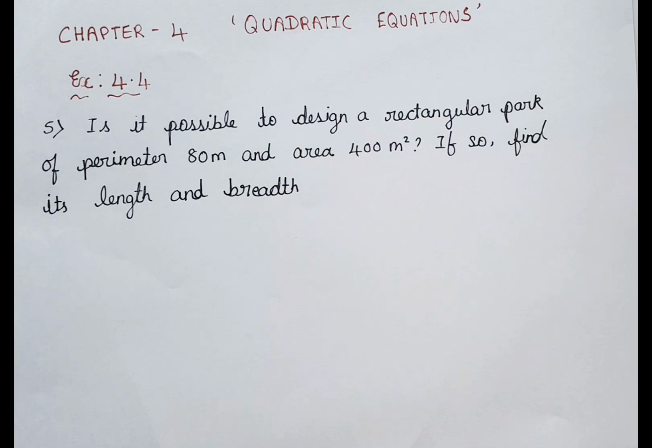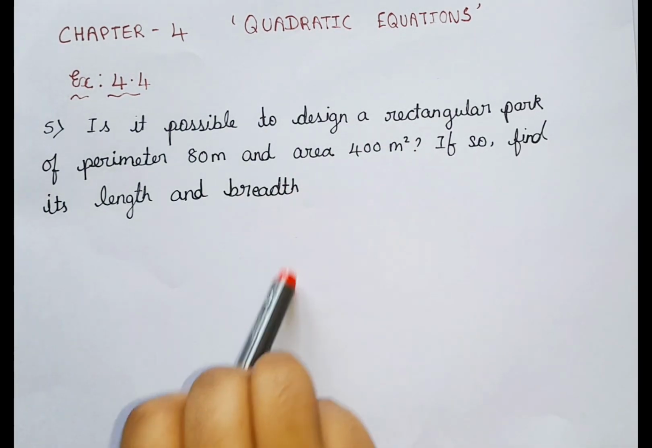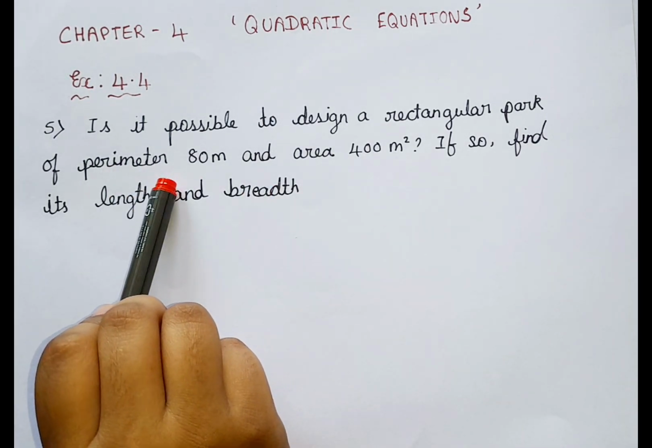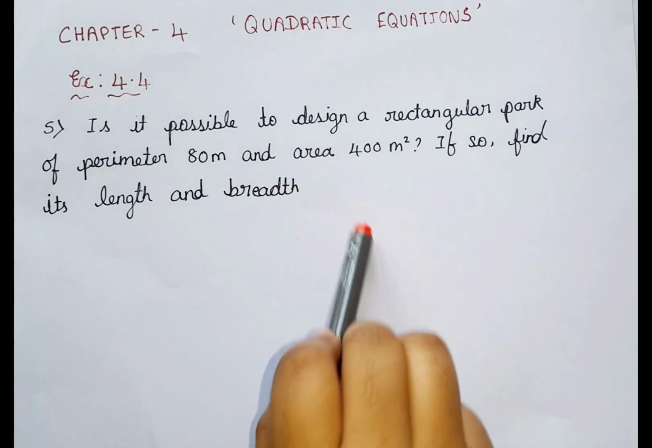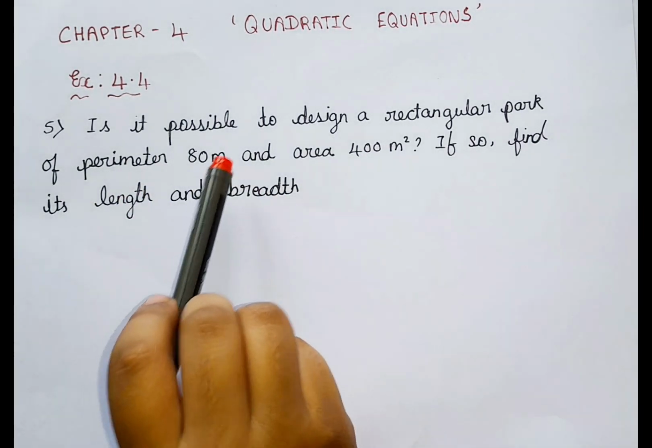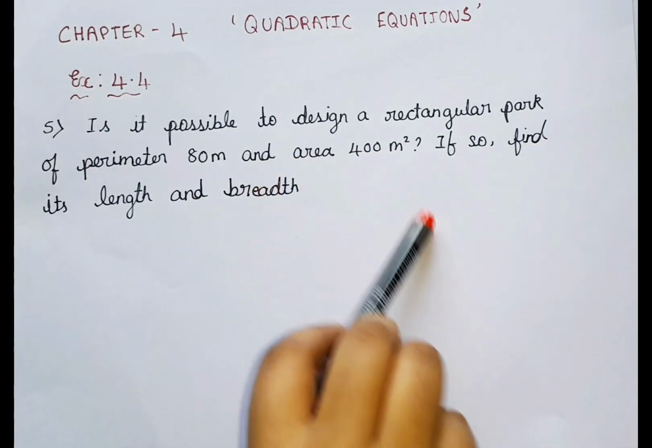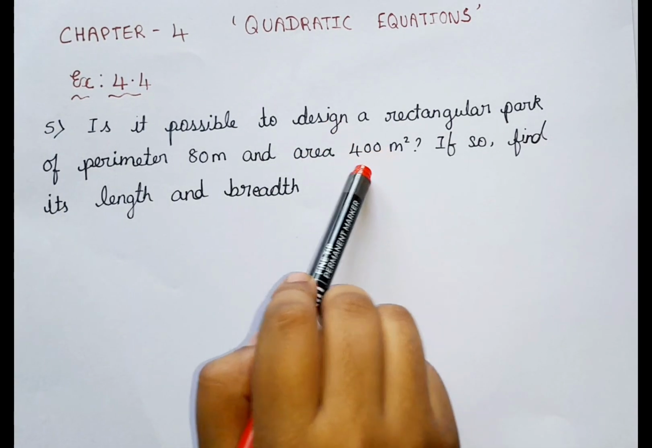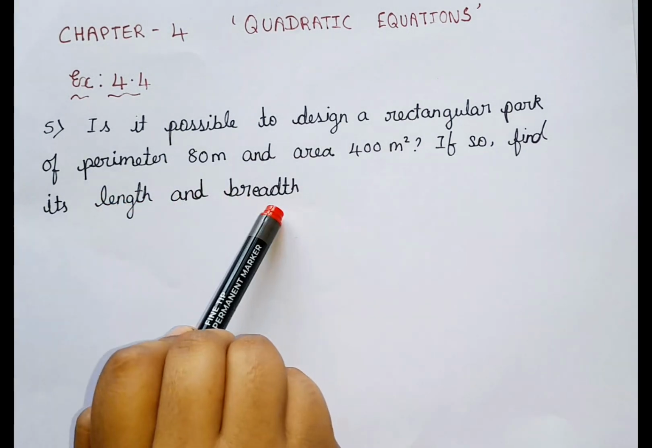So they are talking about length and breadth, isn't it? There is a rectangular park and they mentioned the perimeter. Perimeter means the outer border. So the perimeter is 80 meter. And the area means inside that rectangular park, the area is 400 meters square. And then we are supposed to find the length and the breadth.